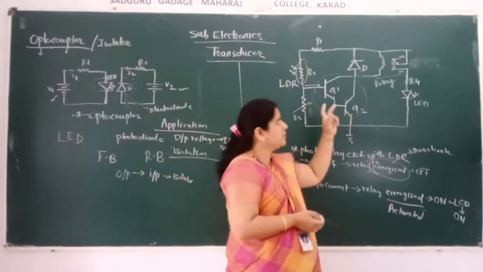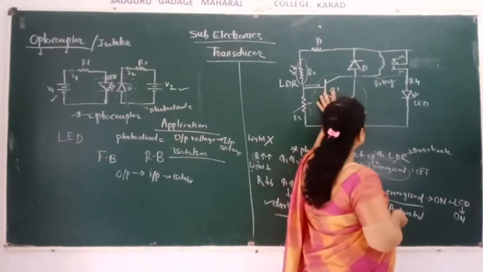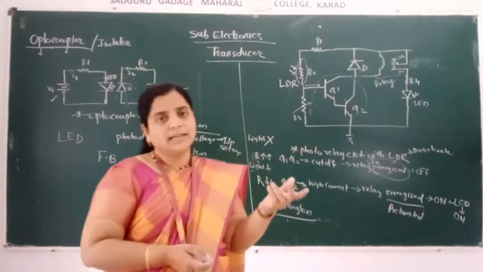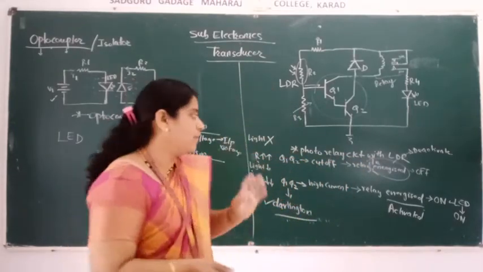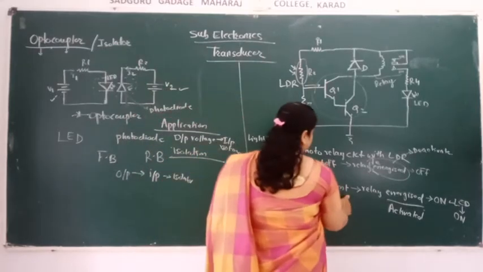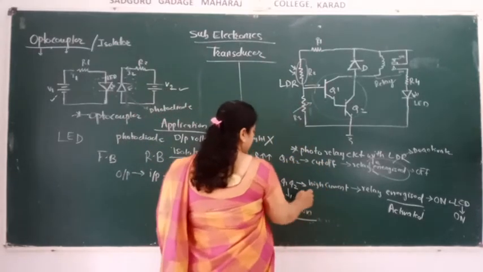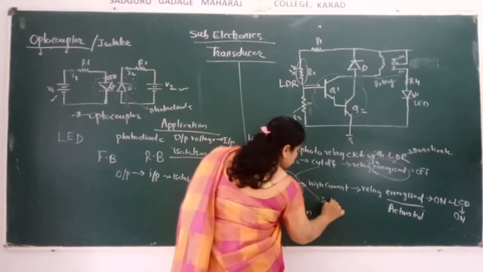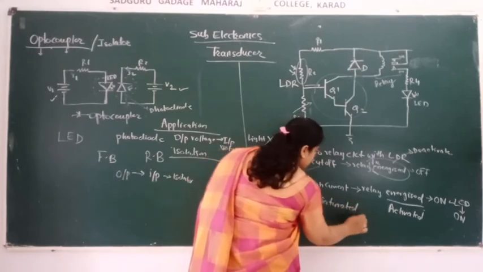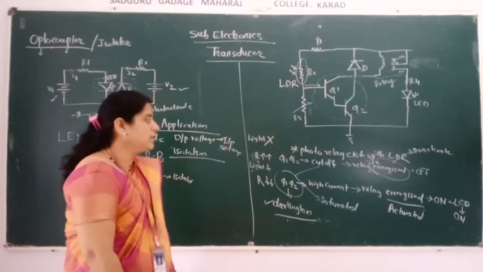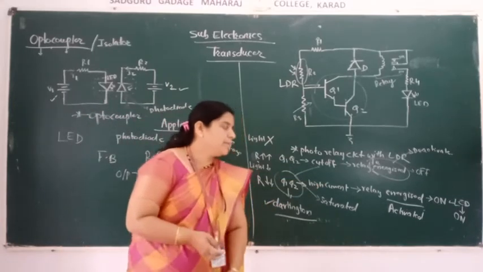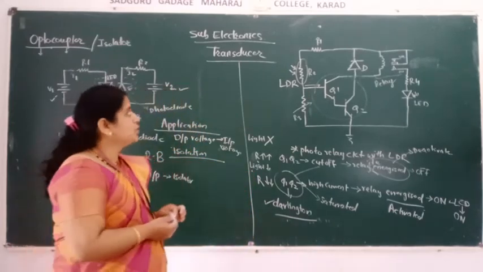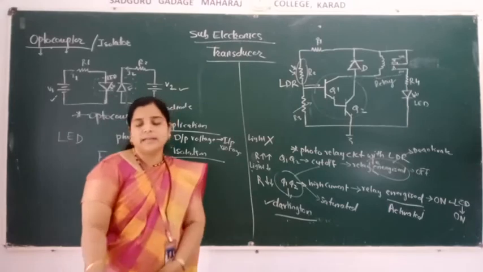Only two transistors Q1 and Q2 are taken, and one relay is there. If the transistor conducts current, the relay will be on. If the transistor is not working, the relay will be off. So high current will flow through Q1 and Q2. High current means transistors Q1 and Q2 are in saturation. Here is cut-off, here it will be saturation. Saturated means it is on. The transistor will be on, then the high current flows and the relay will be in the activated or on condition. So this is about the photo relay circuit with LDR.